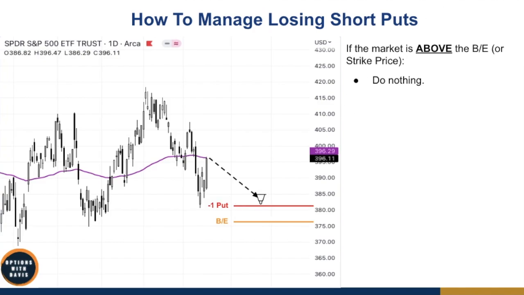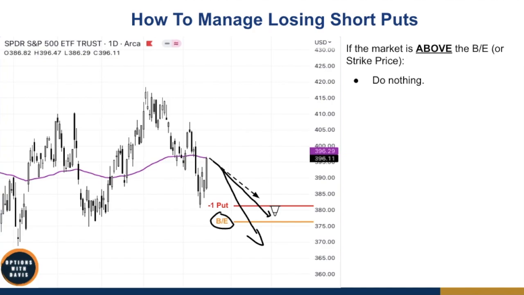Or if you want to give the trade more room to move, then you can use the break-even point as a place where, if the market goes below the break-even point, then you will do something. But if it stays above the break-even point, even though it is past the strike price, then basically you can just do nothing, because you are still in the profit zone.